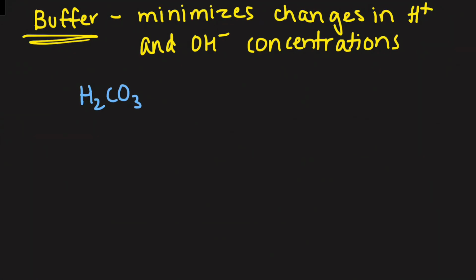When a solution becomes too basic, carbonic acid can dissociate into a bicarbonate ion, or HCO3-, and a hydrogen ion. Because it dissociates and donates a hydrogen ion, it's increasing the concentration of hydrogen ions in the solution, and therefore it lowers the pH of the solution and returns it to a stable, more neutral pH.